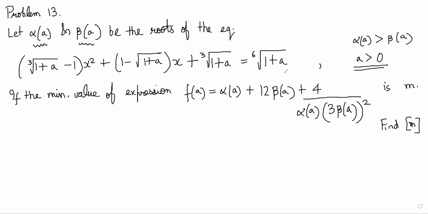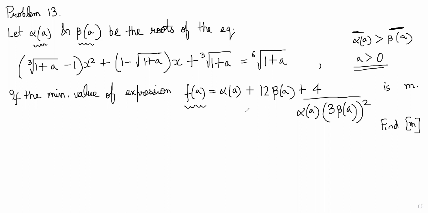There is a square root here, there is a sixth root here. It will not be possible if a is less than -1, right? So you are ensuring that a is greater than 0. And alpha a is the bigger root, beta a is the smaller root. Once we find the roots of this equation, we have to minimize this expression, f of a, right?